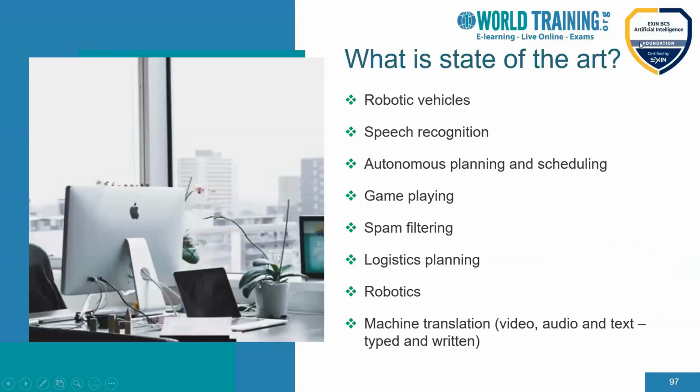So now let's try to discuss what is the state of the art. These are a few of the scenarios. If you refer to the robotic vehicles, there are a few vehicles which have now been rolled out wherein there is no, or we call that as a manless vehicle, wherein you need not have anyone required for driving those vehicles. We call that robotic vehicles. That is one of the several examples of state of the art functionality, as we call it.